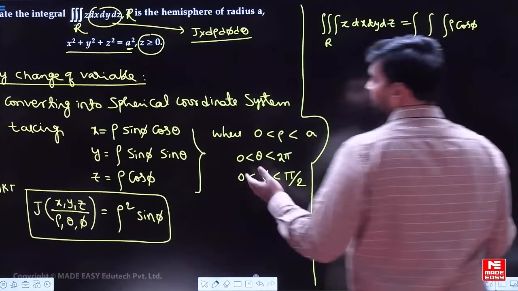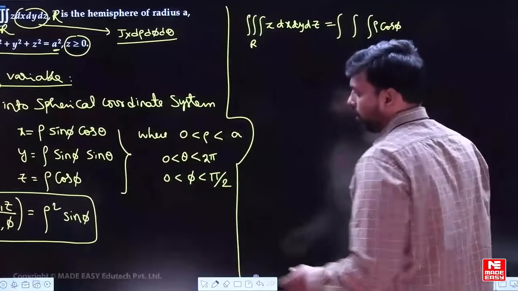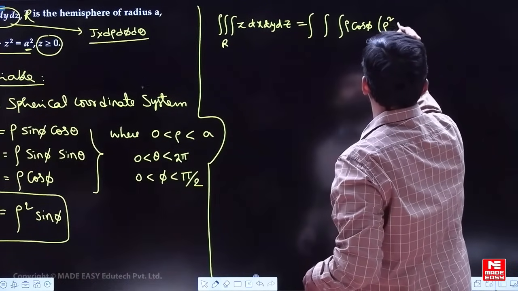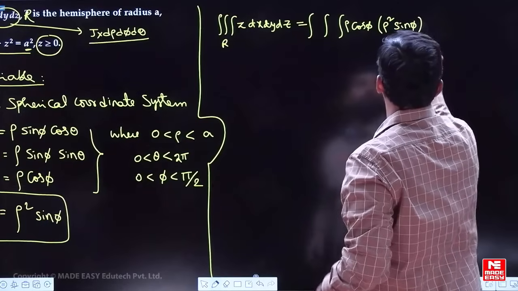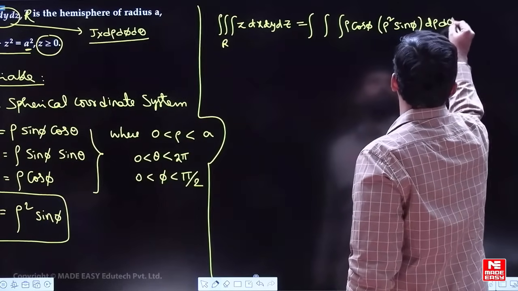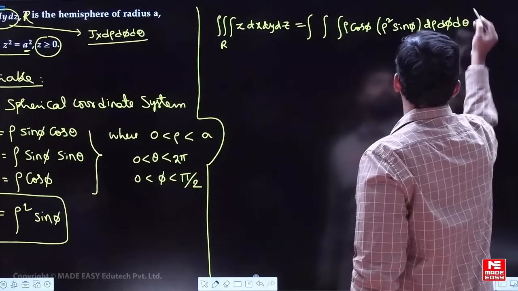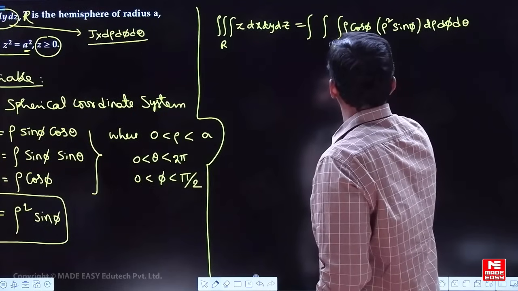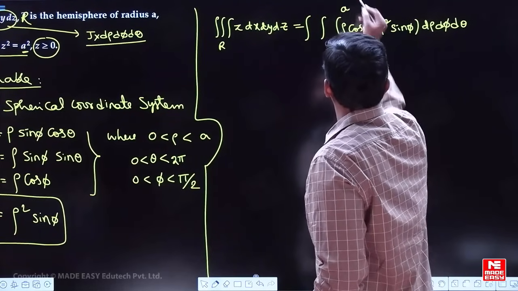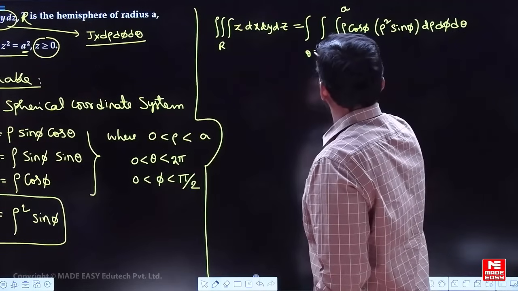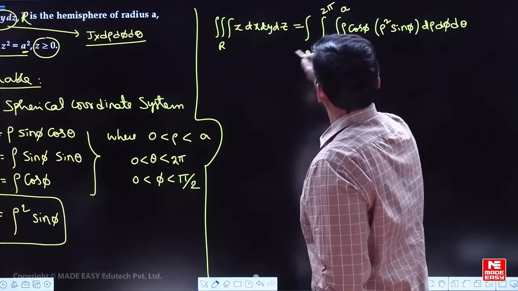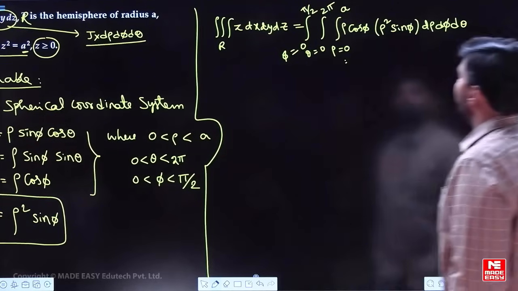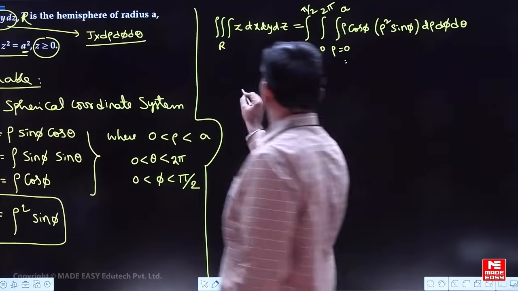So what is the Jacobian, beta? Here the Jacobian is rho square sin phi. So rho square sin phi, then d rho d phi and then d theta. Let's see what the limits are. Rho varies from 0 to a, theta varies from 0 to 2 pi, and phi varies from 0 to pi by 2 here. So with these limits you have to integrate this, right?